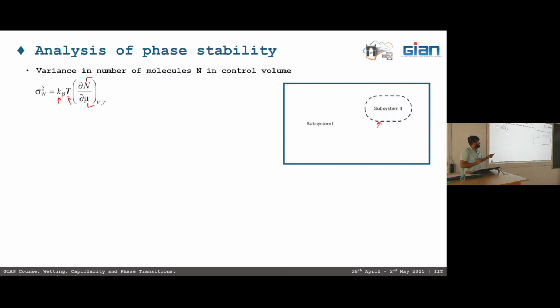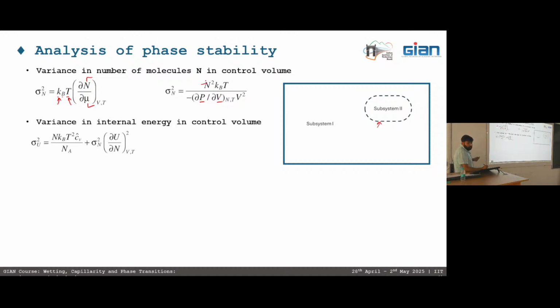Using Maxwell relations, we can simplify it further and write sigma_N squared equals N squared k_B T divided by (−∂P/∂V at constant N and T) times V squared. Here P is pressure, V is volume, and N is the number of molecules. Similarly, the variance in the internal energy in the controlled volume can be defined as N k_B T squared C_v divided by N_A, where C_v is the molar specific heat at constant volume and N_A is the Avogadro number, plus sigma_N squared times (∂U/∂N) whole squared at constant volume and temperature.